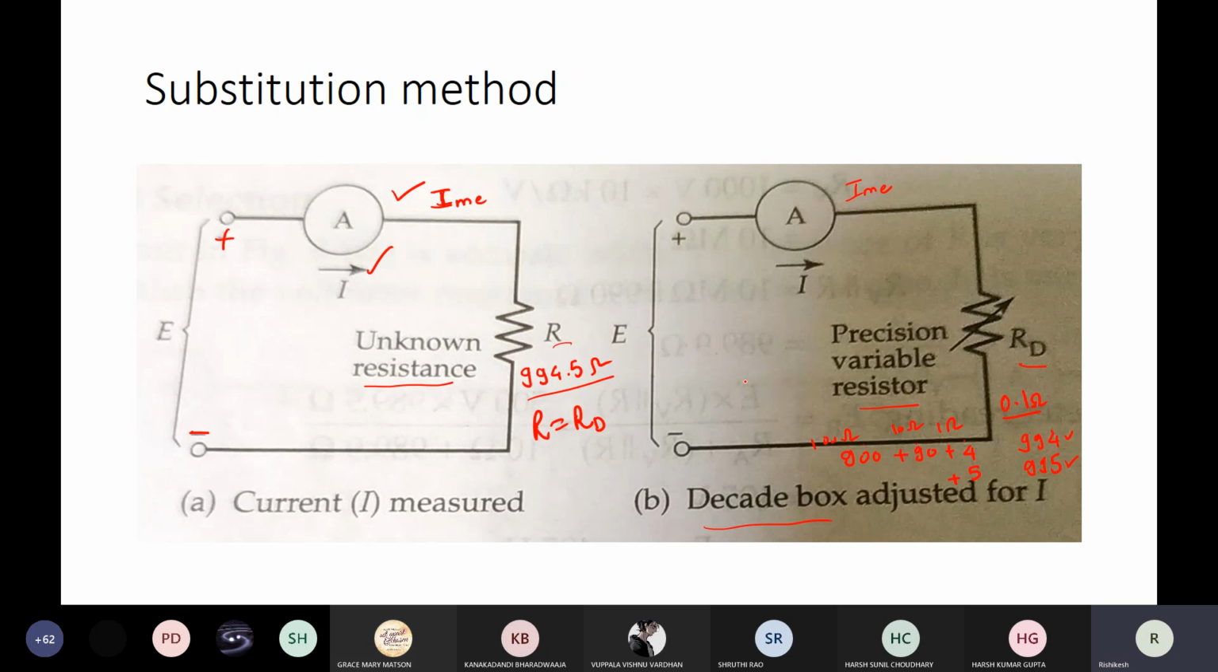No. Can you please repeat? So the problem with the precision variable resistors is that you won't get the exact I measured. Even if you give 994 or 995, you won't. We will not get the exact resistance. I have not said exact I measurement. But why won't you get the same I measured? But why will you get the same I measured if the resistance is not the same?